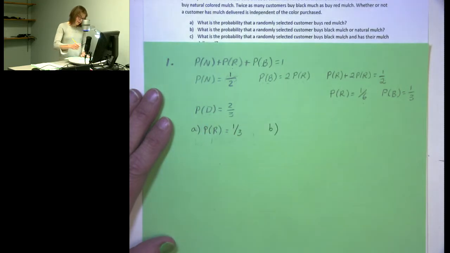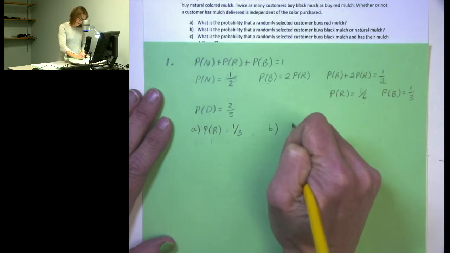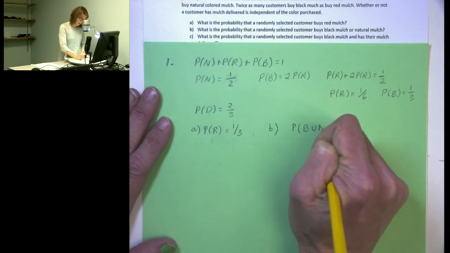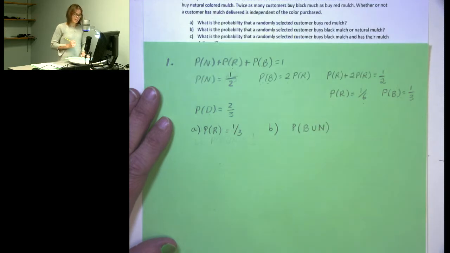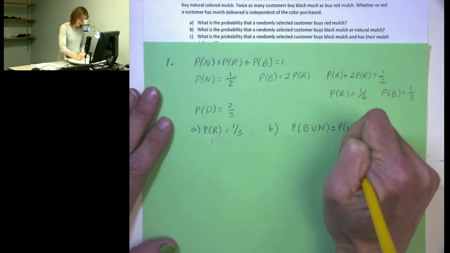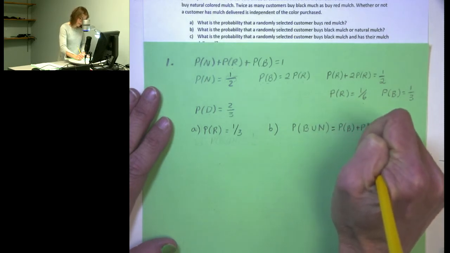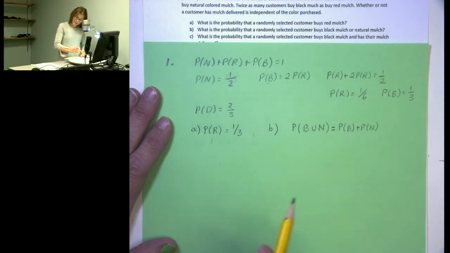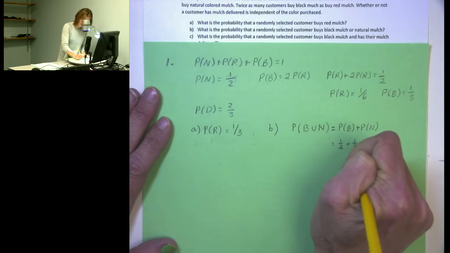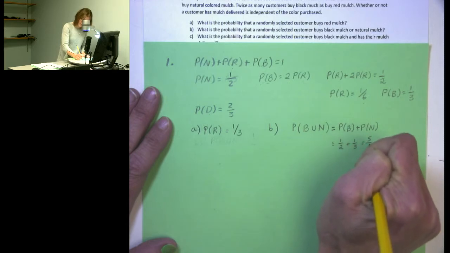Part B, what is the probability that a randomly selected customer buys black mulch or natural mulch? That's a union. And because these are disjoint events, that's the sum of the two individual probabilities. So that's 1/2 plus 1/3, which gives us 5/6.